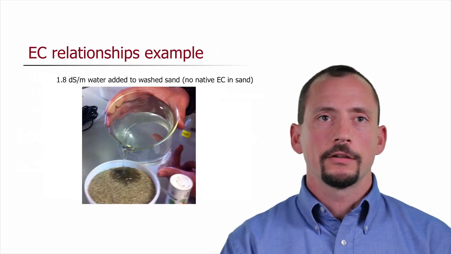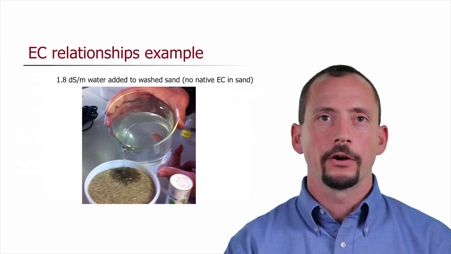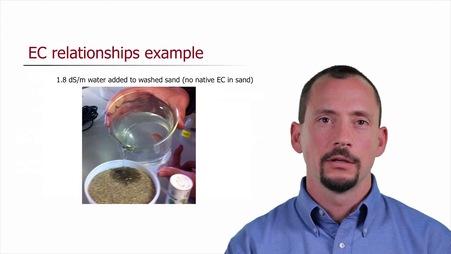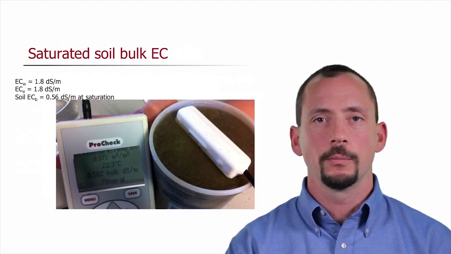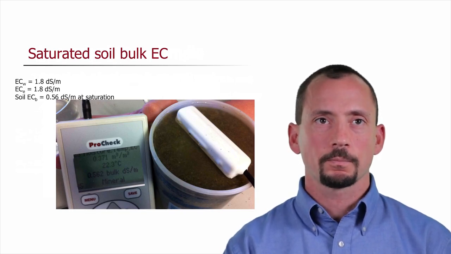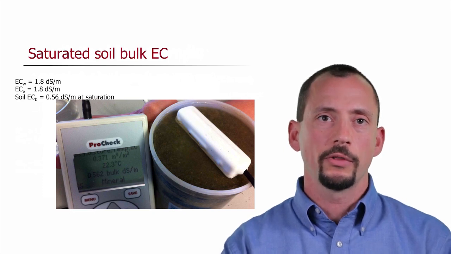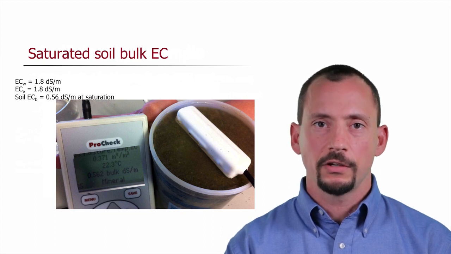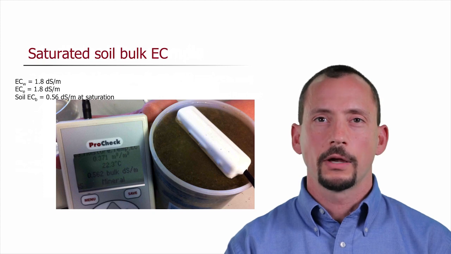So now let's add that 1.8 decisiemens per meter water into a washed sand that didn't have any salt in it before we're adding this water. So now we've added 1.8 decisiemens per meter water and brought a sand to saturation. So now what's our ECW? What's our water EC? Well, we already know that. We measured that. It's 1.8. What's our saturation extract EC? Well, we're at saturation. If we extract some of this water, it's 1.8, right?